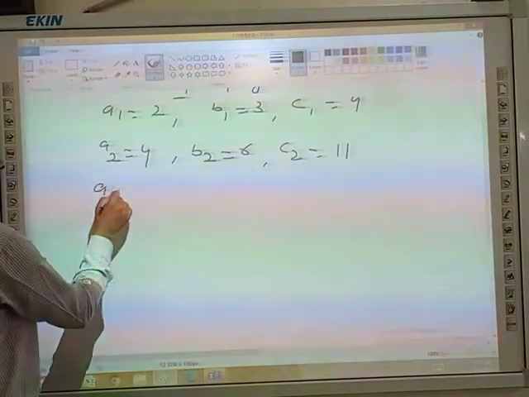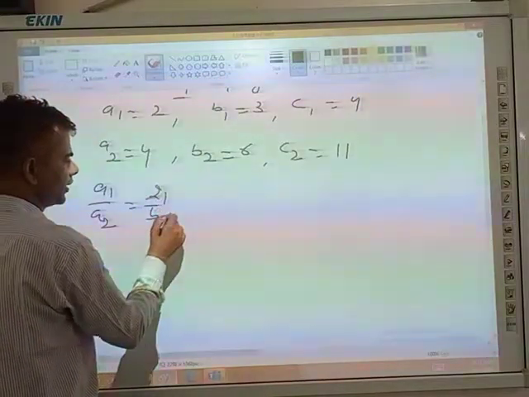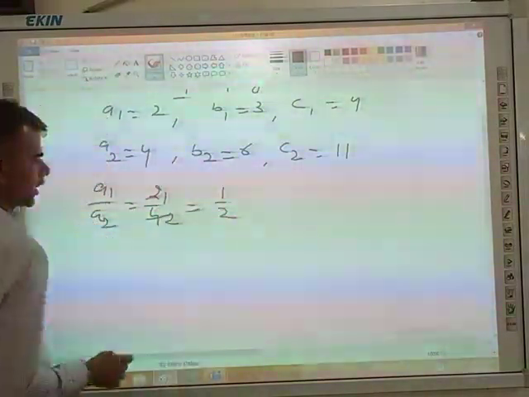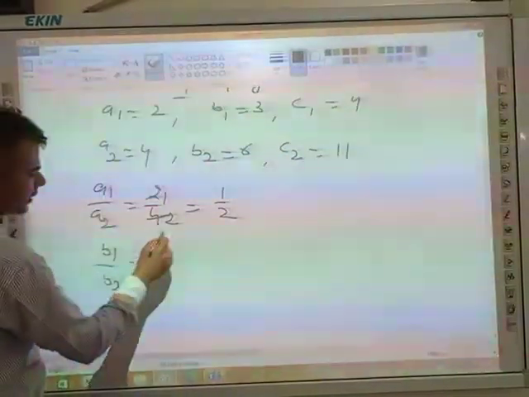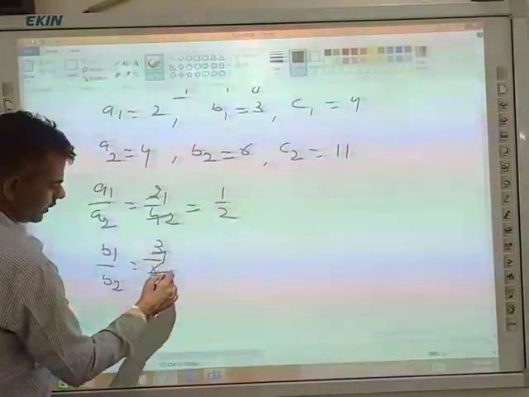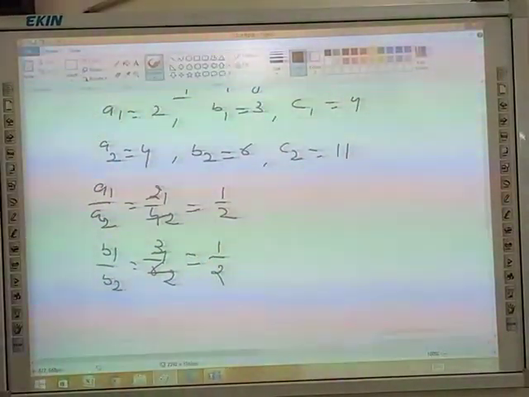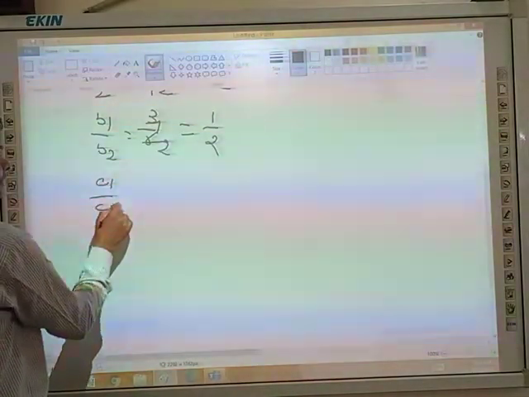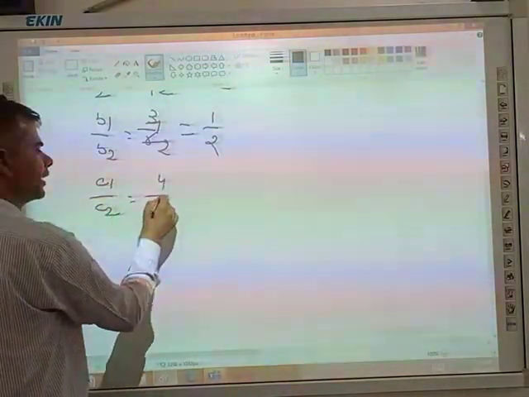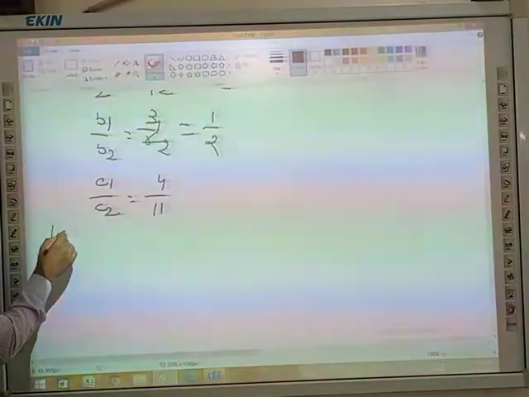1 by 2. That is 2 by 4, that is 1 by 2. Now student, B1 by B2. That is 3 by 6, that is 1 by 2. Now student, C1 by C2. 4 by 11.